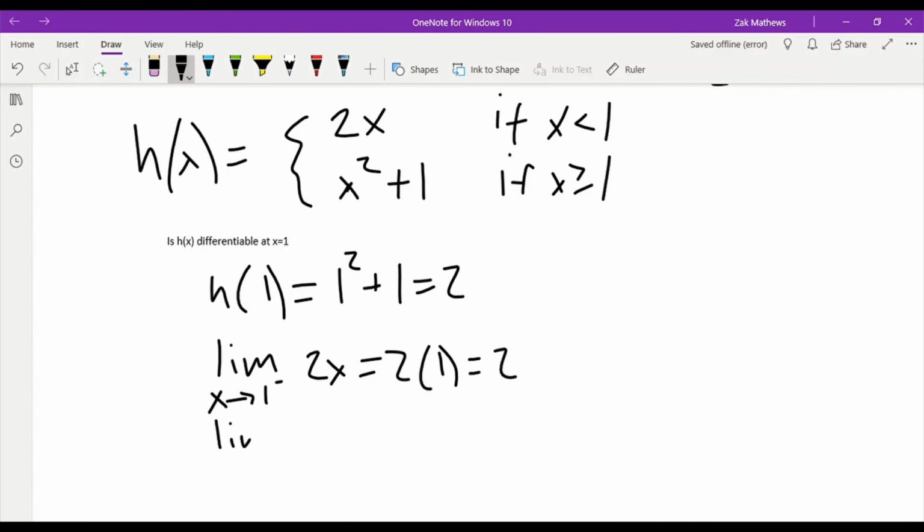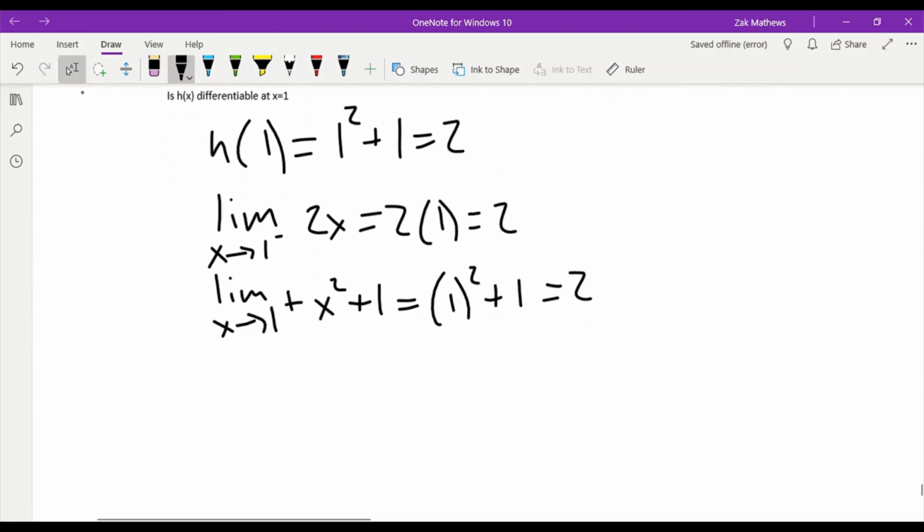Then I'll look at the limit as x goes to 1 from the right. And so that means I'm using the x squared plus 1. So we'd have 1 squared plus 1, which is also equal to 2. So I can state at this point with a surety, well, I need to actually state the two-sided limit first. Let me do that. Because we know that these left and right limits are the same, I can state that the limit as x goes to 1 of our function h of x is equal to 2.